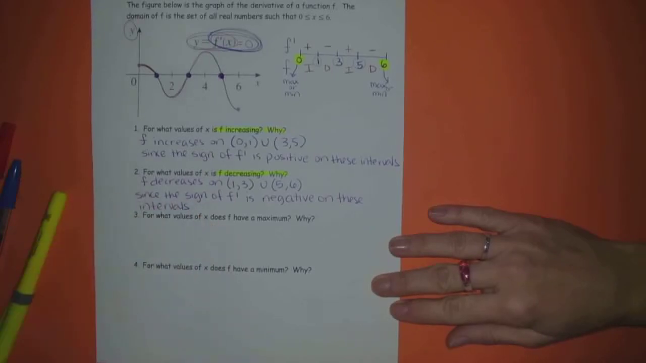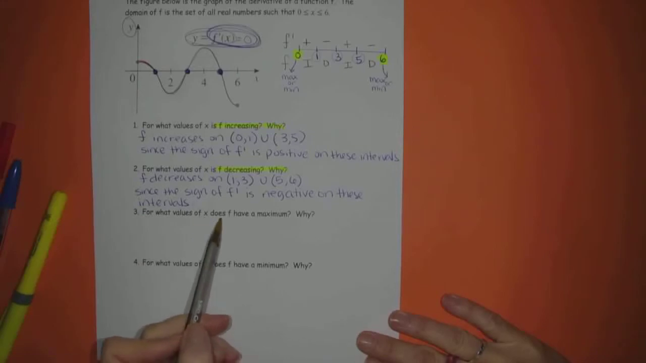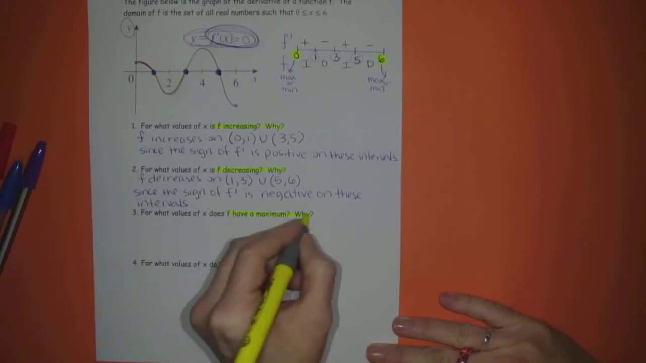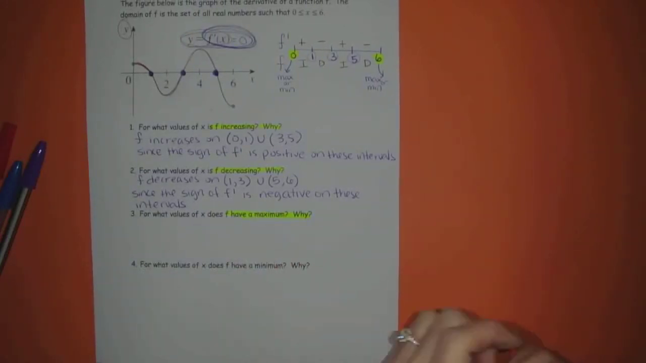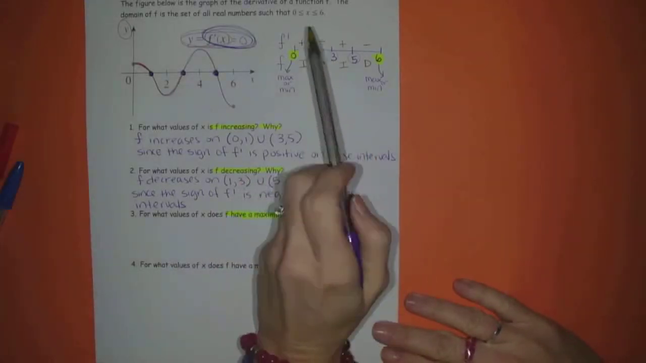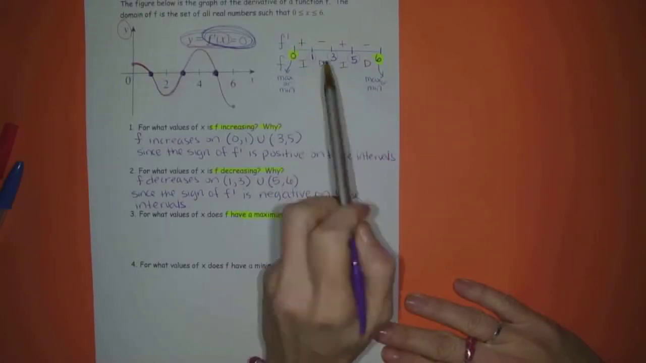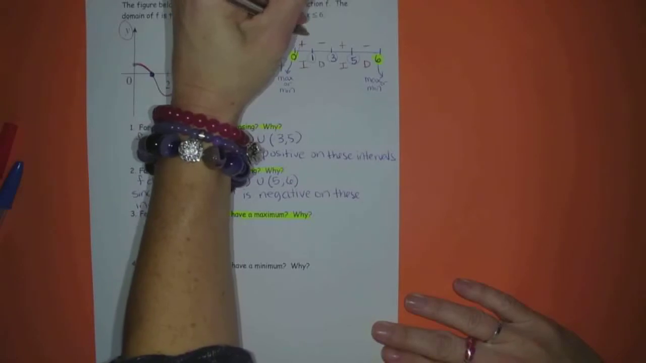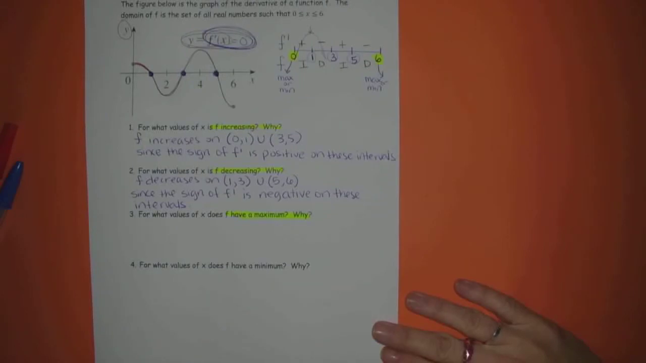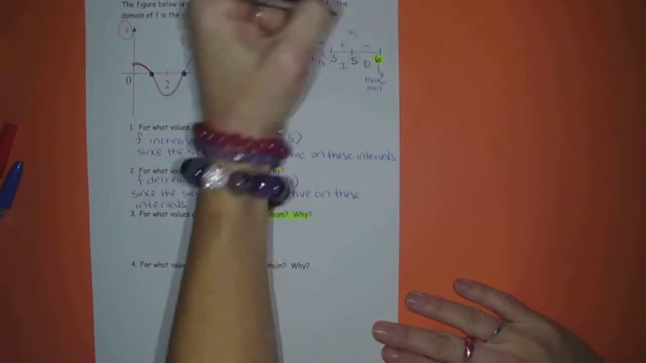Okay, good. Now, next question. For what values of x does f have a maximum and why? Well, we know how to find maximums. We need to look for a change in sign that goes from plus to minus. So you see that you go from increasing behavior to decreasing behavior. Increasing, slope of 0, to decreasing. So that's going to be a max there at x equals 1. And again at 5, increasing to decreasing hits another max.